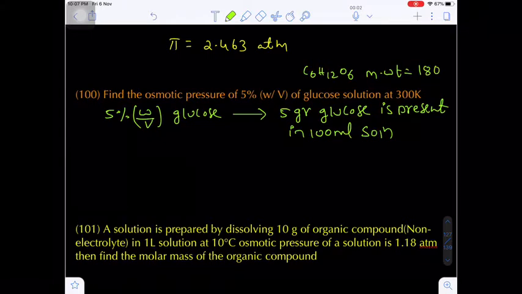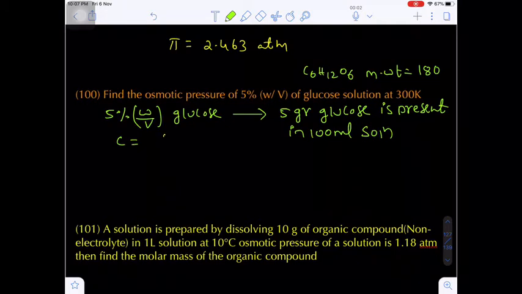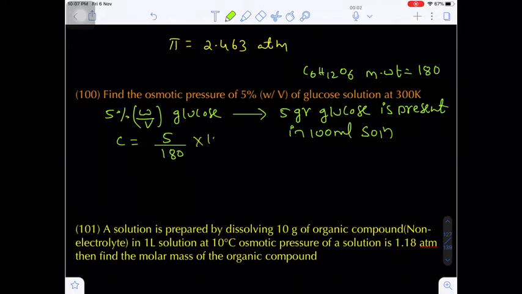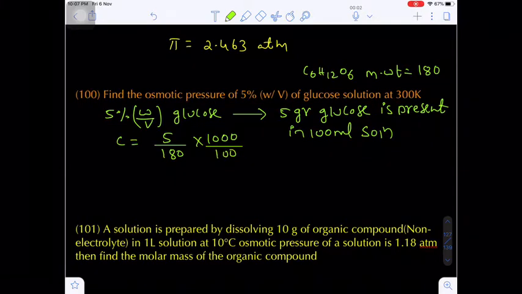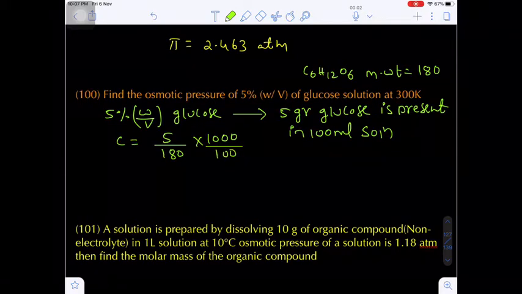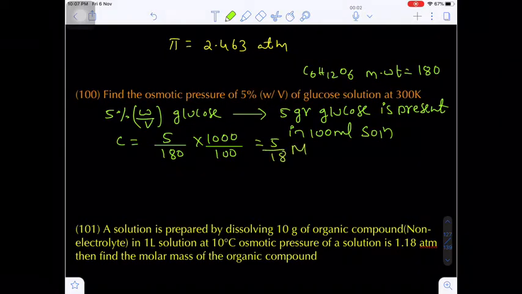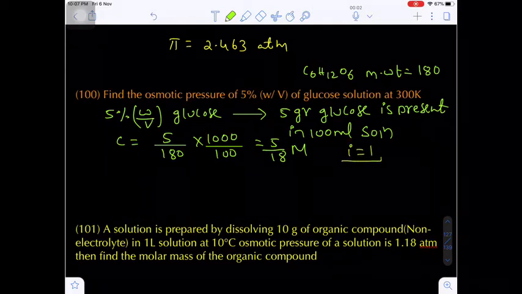Yes or no? Now first of all I am calculating the molarity: given mass 5 grams divided by molar mass 180, into 1000 divided by volume of solution, that will be 100 ml. Whenever percentage is given, we have to consider 100 ml of solution. So the molarity value is 5 by 18 moles per liter. Again the iota value is equal to 1, because similar to the previous question urea, here glucose, both are non-electrolytes.